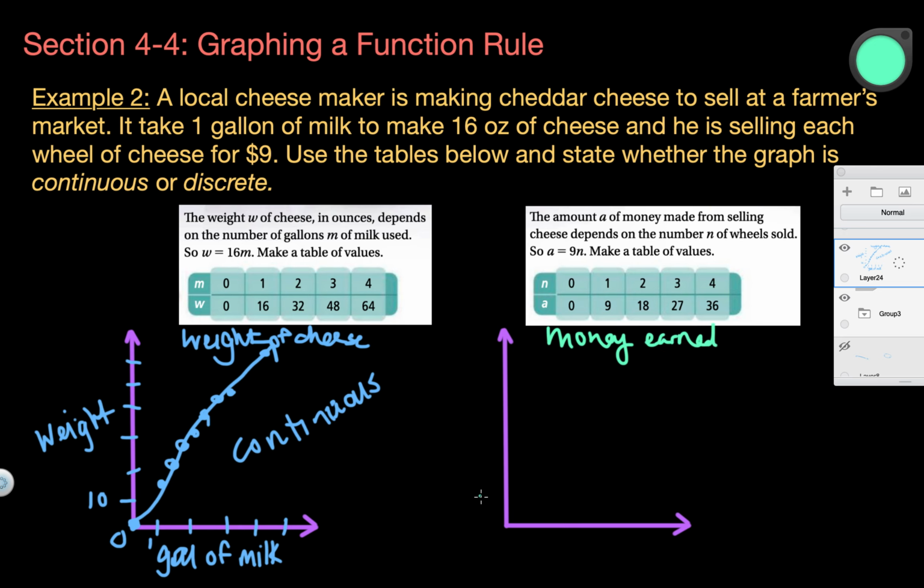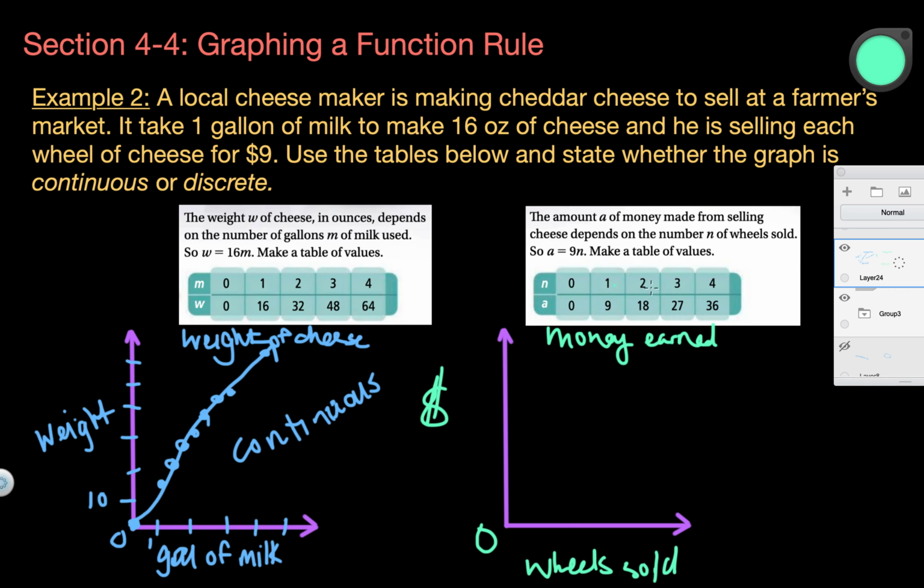Okay? Down here, we have the wheels of cheese sold, and then the money that was purchased. This is a dollar sign. That's horrible. Deleting. Okay, this is our money sign, the amount of money that was made. So we start at 0, obviously.